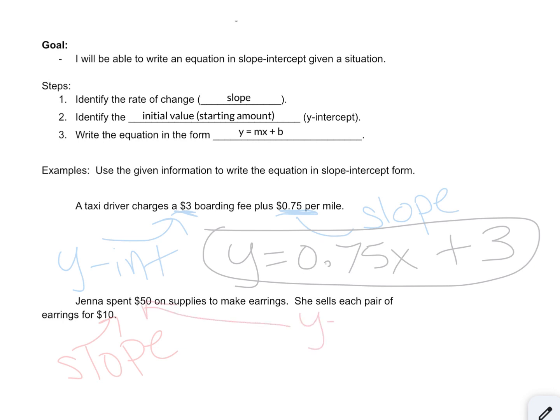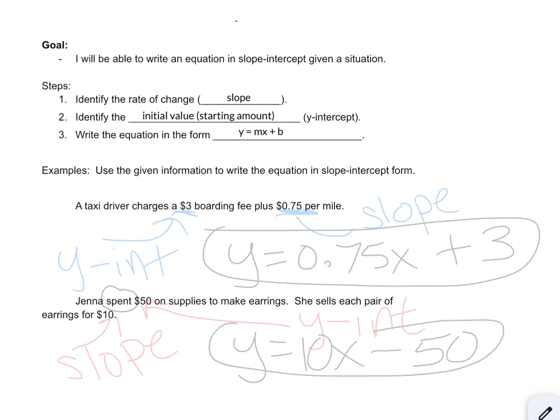the $50. But we have to be very careful when we're looking at our numbers and interpreting them to write our equations. In this case, it says that Jenna spent $50. Since she spent the $50, that means it's not just 50, but negative 50. So when we write our equation, it would be y equals our slope, 10x, and instead of plus b, we're going to do minus b because she spent the $50, so it is negative 50 for our y-intercept.